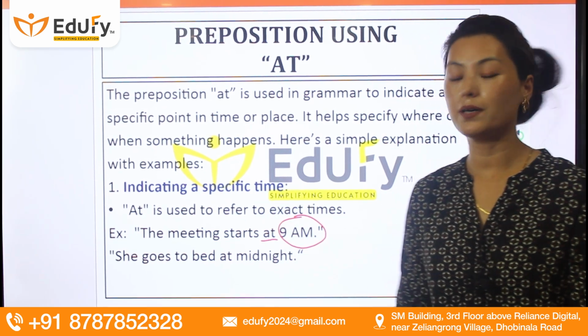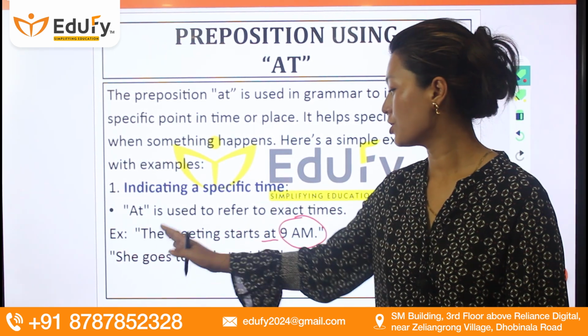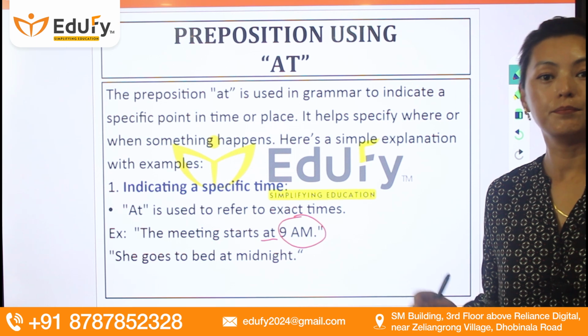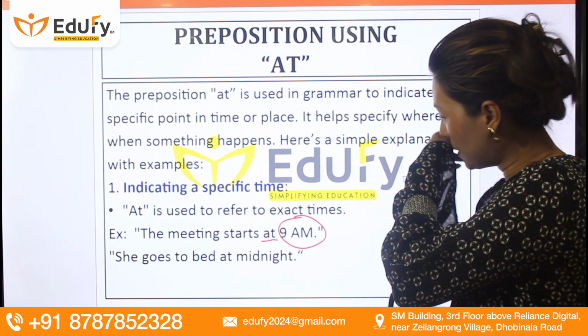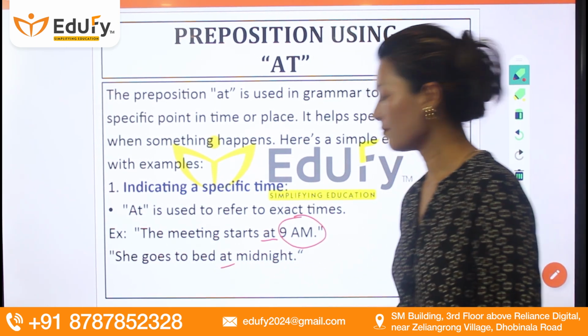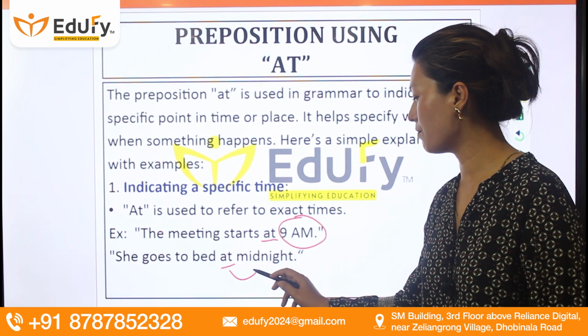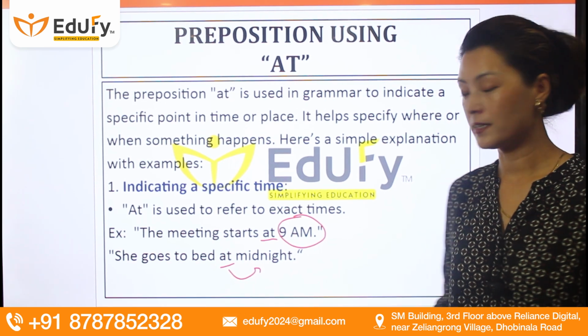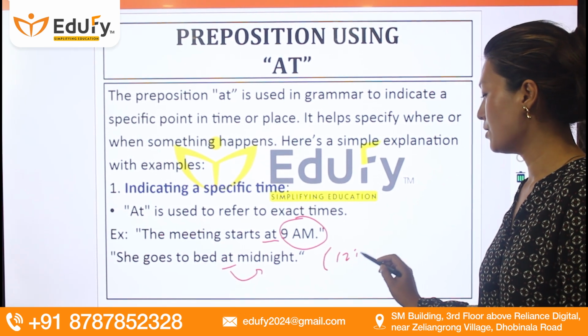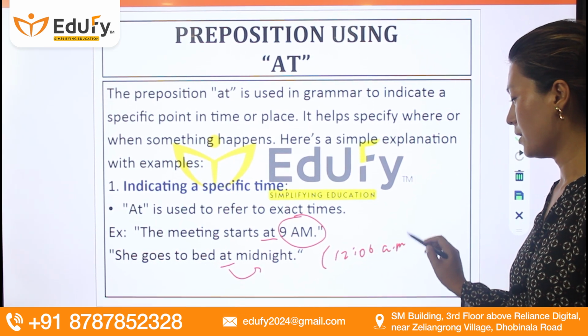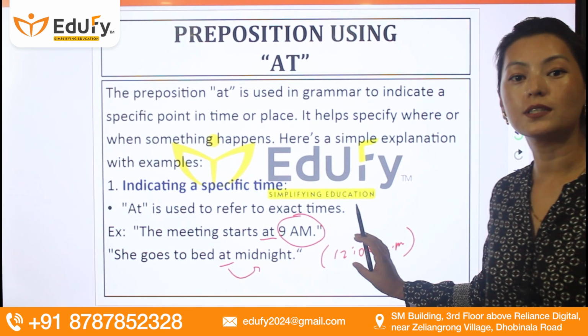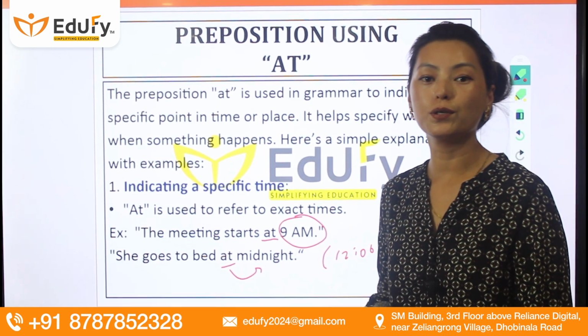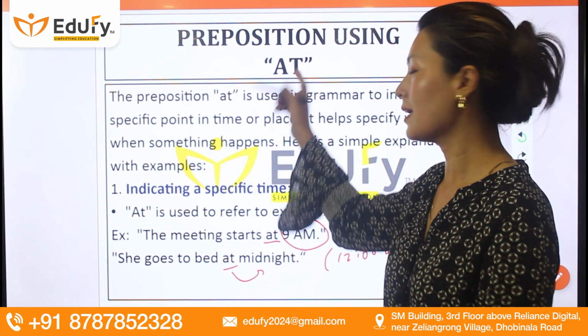Similarly, if I talk about a sentence that is, she goes to bed at midnight. So the word at is pointing towards a specific time, that is midnight. Midnight is basically 12 a.m. So it is pointing towards a specific time, therefore, we will use this preposition at.